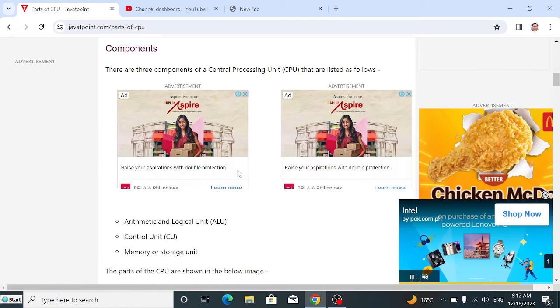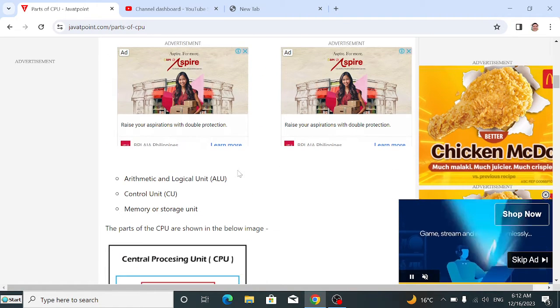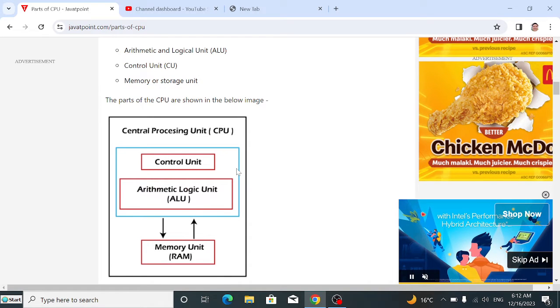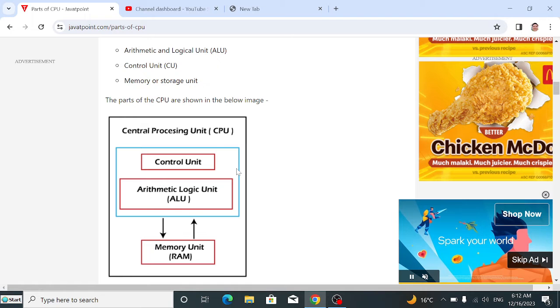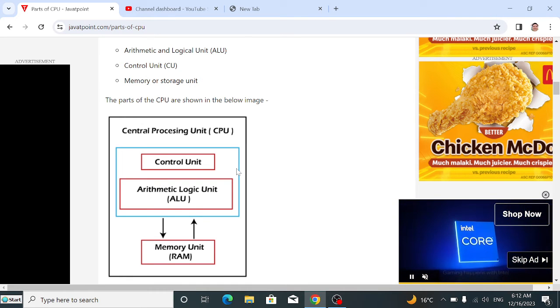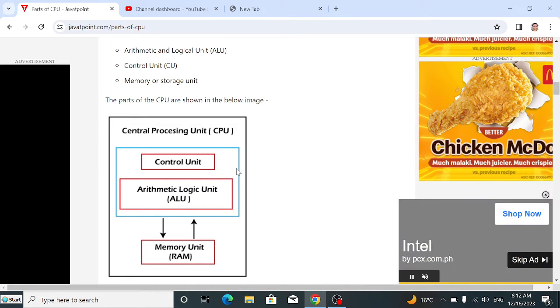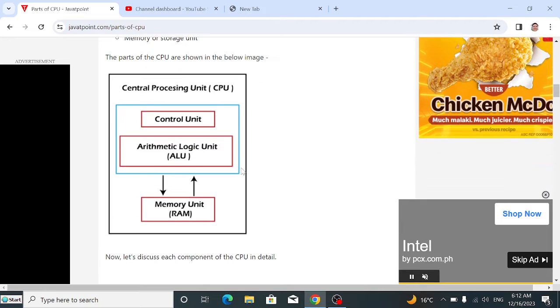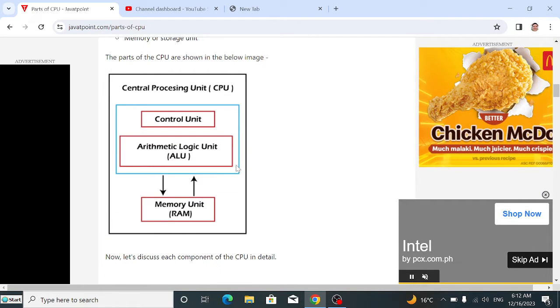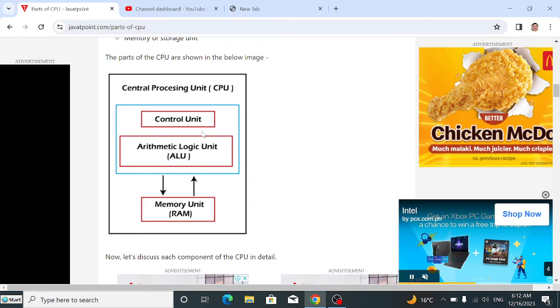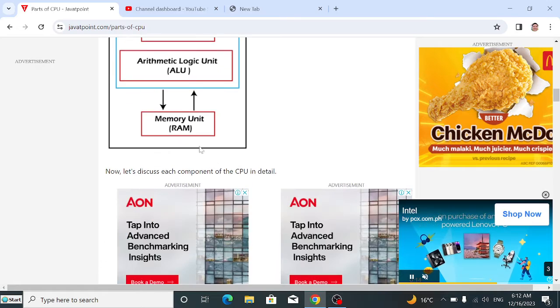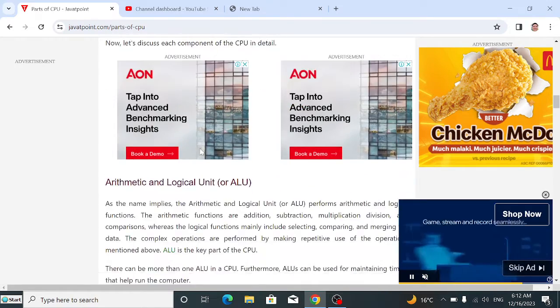So the components of our CPU are listed below. We have the arithmetic logic unit or ALU, control unit or CU, and memory or storage unit. The parts of the CPU are shown in the image now. So we have here the CPU, and the components here: we have the control unit adjacent to the arithmetic logic unit and the memory unit or the RAM.